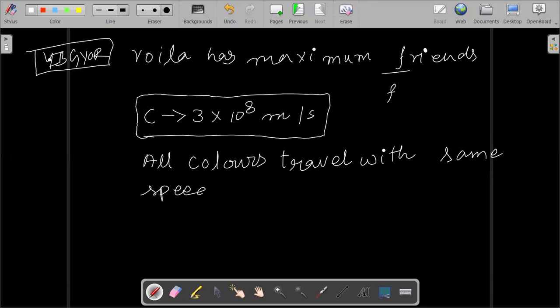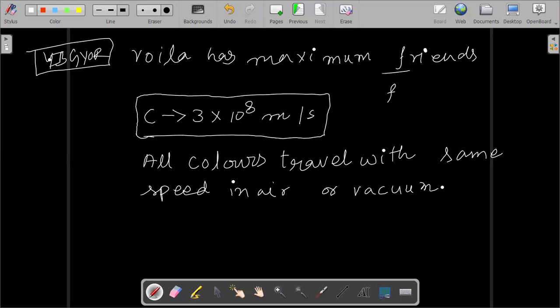Okay. And speed can't increase more than this. This is the highest speed. Okay, sir. So no color of light or nothing can travel faster than this. So all the colors of light will have the maximum speed given as 3 times 10 to the power 8 meter per second. Okay. So in air, all the colors of light travel with the same speed.